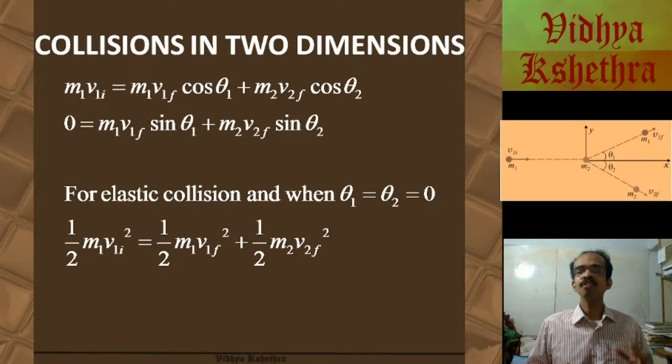For elastic collision, we get half m1 v1i square is equal to half m1 v1f square plus half m2 v2f square. Using these equations, we can find v1f and v2f if theta 1, theta 2 are given, as well as m1, m2 and v1i.